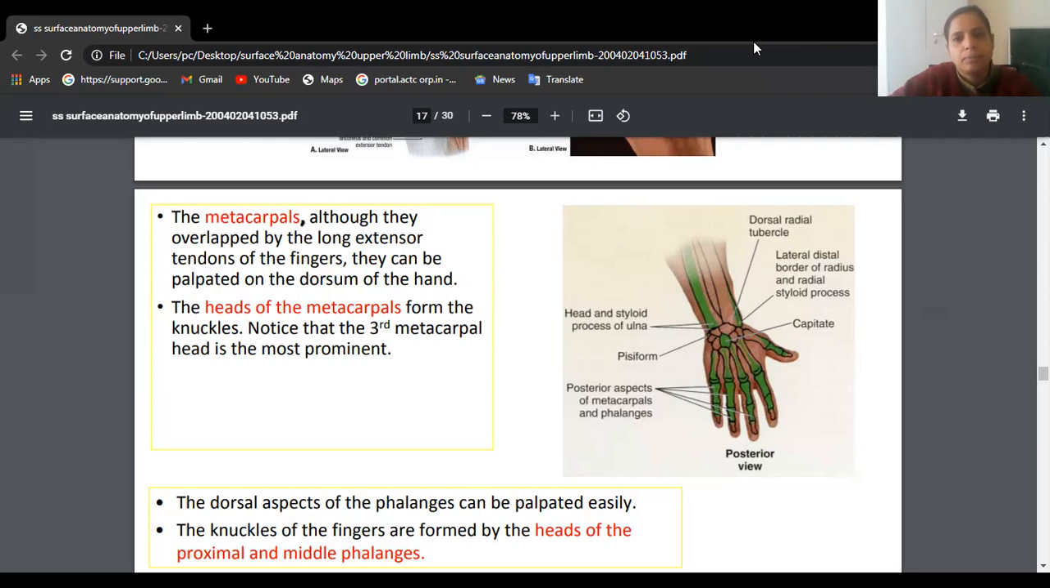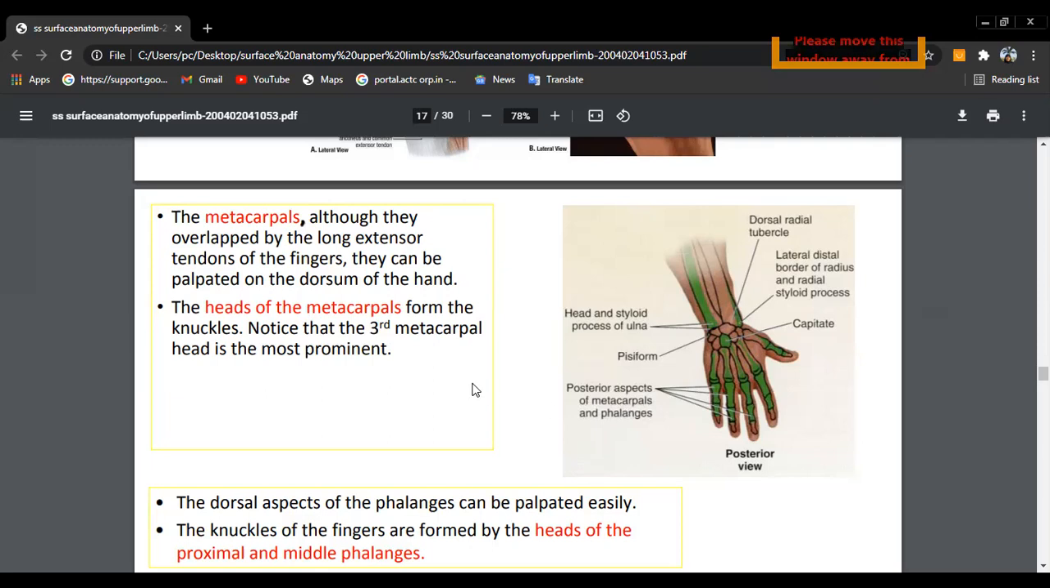The heads of the metacarpals form the knuckles, and notice that the third metacarpal head is most prominent. I always tell you to start counting from the thumb, so that means this one. Then the dorsal aspect of the phalanges can be palpated very easily. In the fingers, this is the proximal interphalangeal joint and this is the distal interphalangeal joint.